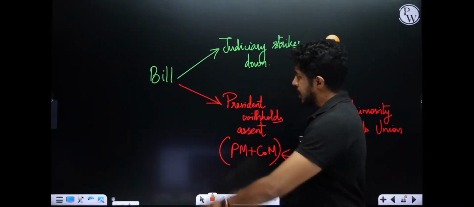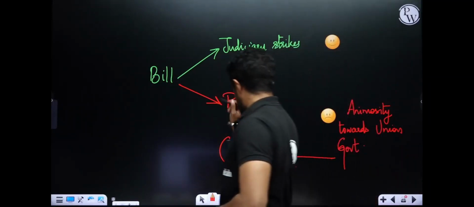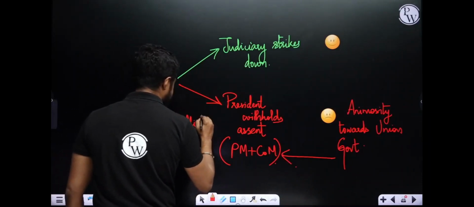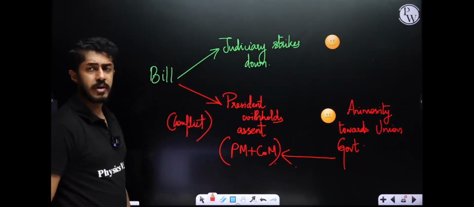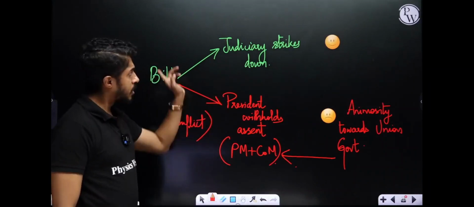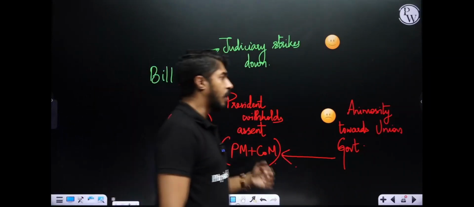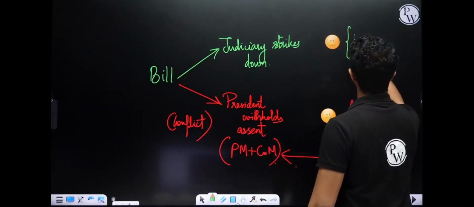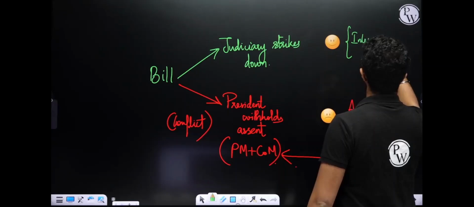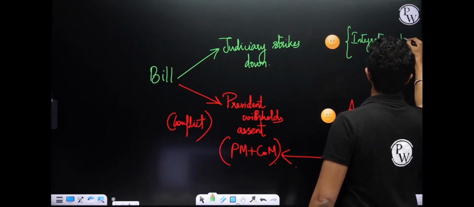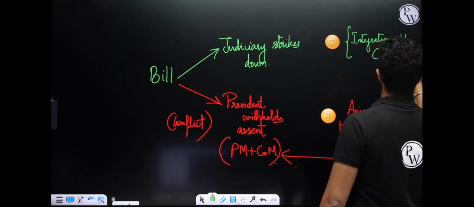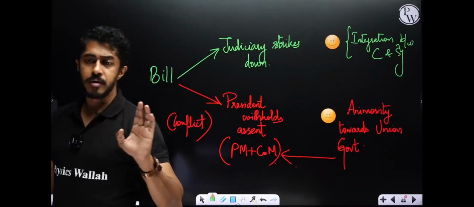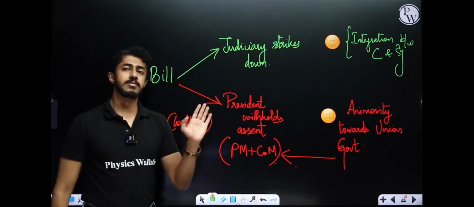Getting the point here? Same thing can lead to, in one particular case here, it can lead to clear conflict. When the president involves, between whom? Union and state government. If it is judiciary, automatically it will lead to what? Automatically it will create integration between center and state. Getting the point here? This is the only difference.